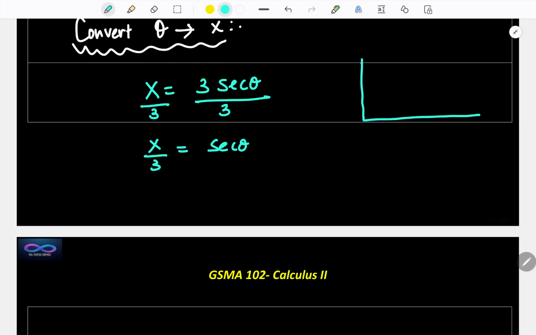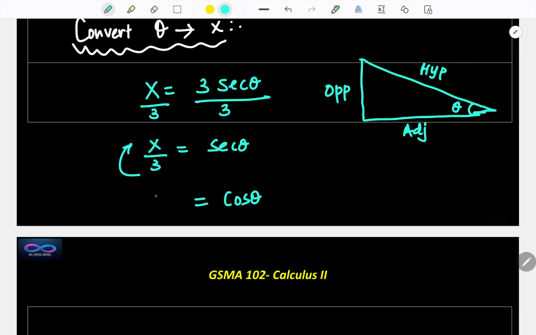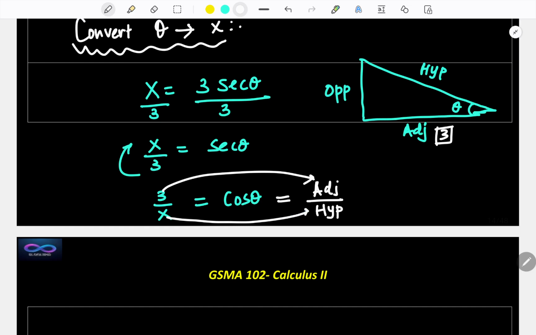Let me draw a right angle triangle, and this is your angle theta. This is your opposite side, this is your hypotenuse, and this is your adjacent side. Secant theta, you don't know how to put it, but let me write cos theta, then immediately you can write it. Cos theta means you are going to flip it: 3 by x. What is the cos theta formula? Cos theta is adjacent side divided by hypotenuse. So your adjacent is 3, and your hypotenuse is x.